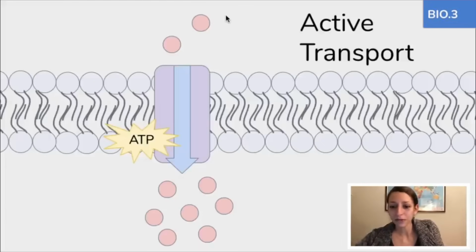And then there's active transport, where we need to go in the opposite direction of the concentration gradient. So we're going from low concentration here to high, which again is not the way they're naturally going to move. So ATP, or cellular energy, needs to be used. And so this is done also with the protein. We're going from low to high, and we need to use energy.